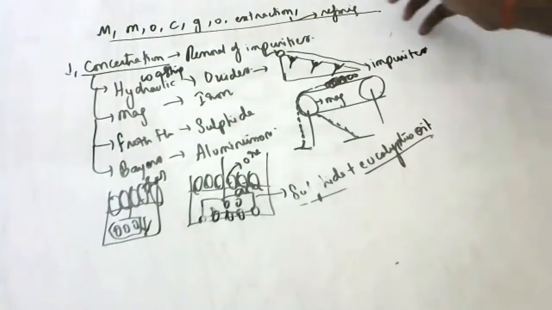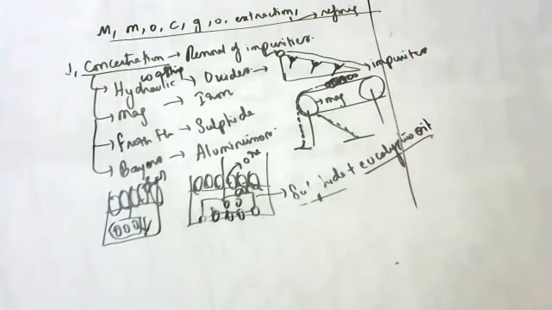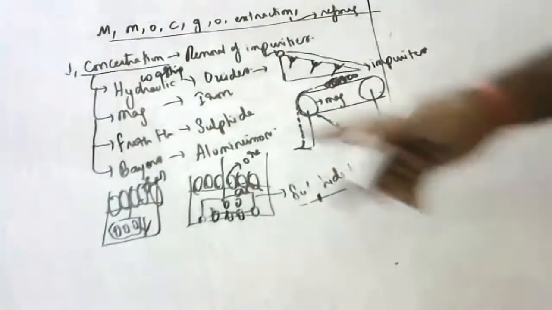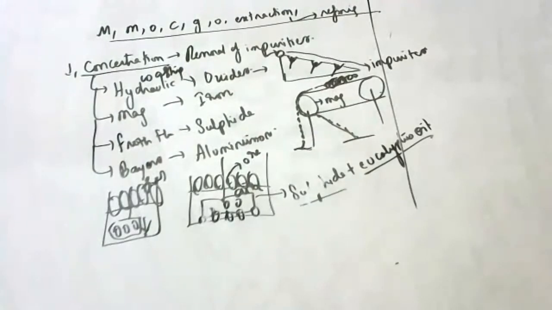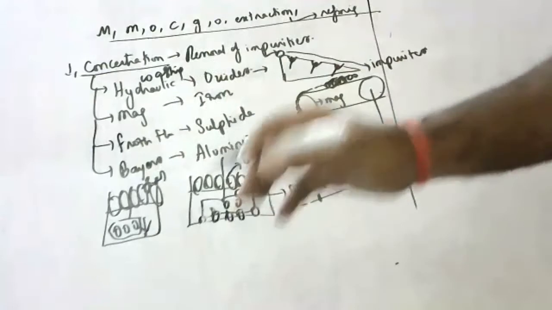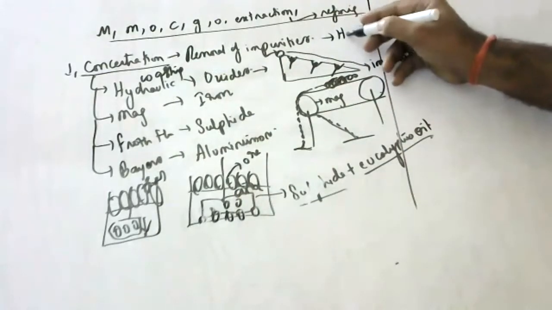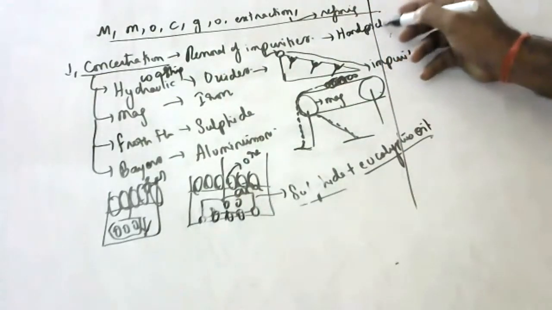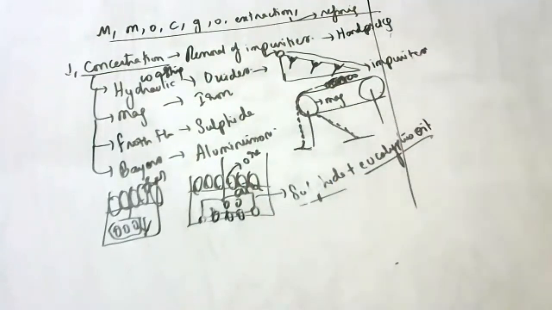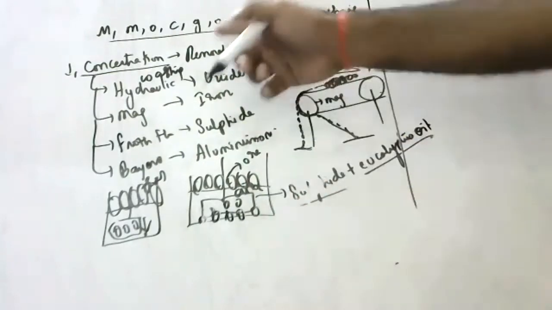What is the main aim of concentration? To remove the impurities. Bayer's process is done for aluminium ores. And sometimes hand picking is also there. Hand picking means with hand we will remove the impurities. Physical impurities which we can see can be removed.